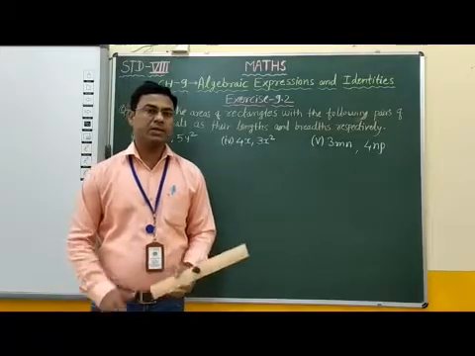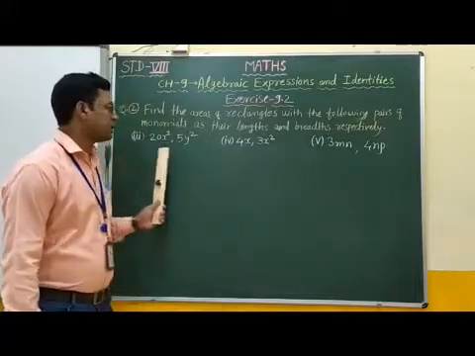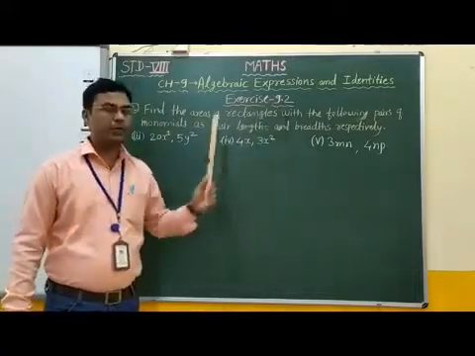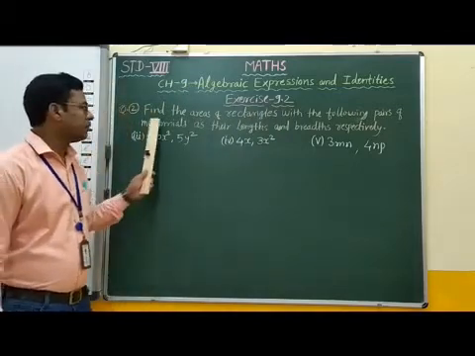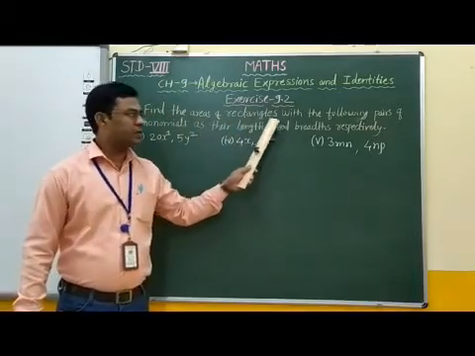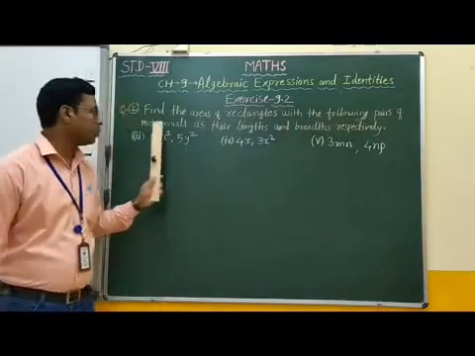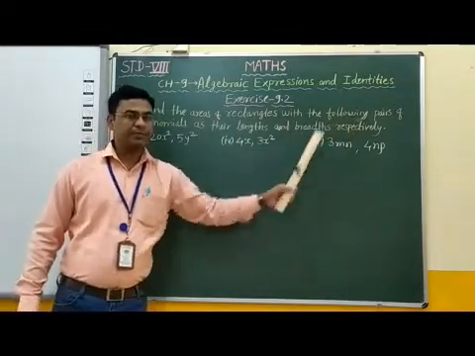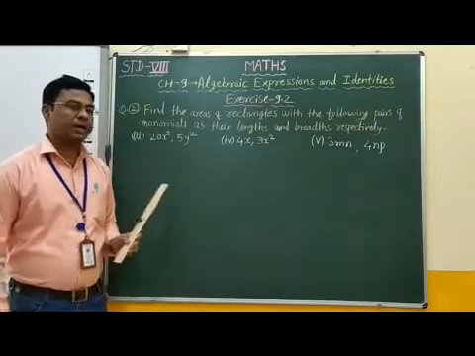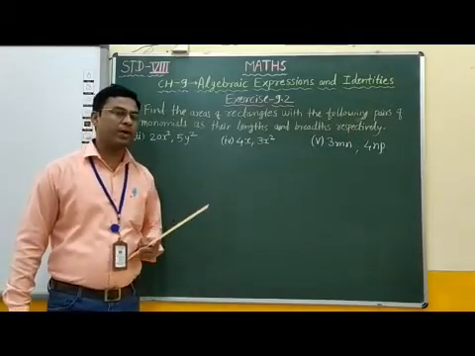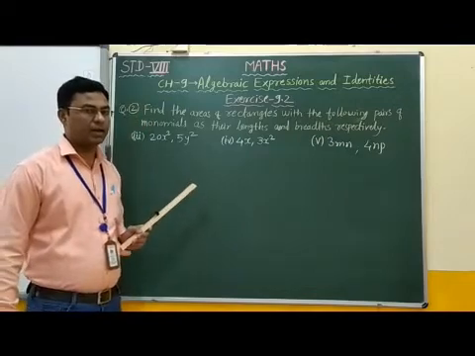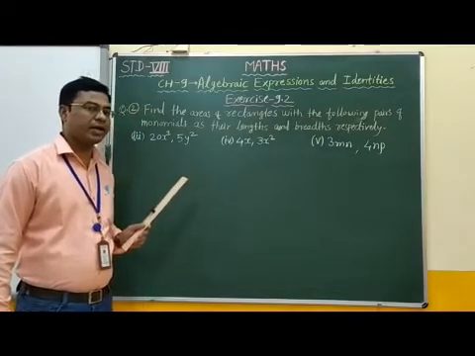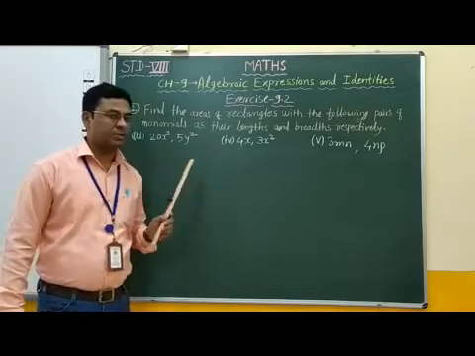Good morning students. In this video we are going to solve some sub questions of question number 2 from exercise 9.2. Now the question is, find the areas of rectangles with the following pairs of monomials as their lengths and breadths respectively. Students, here in each sub question we have to find out the area of a rectangle where length and breadth are given in terms of monomials.